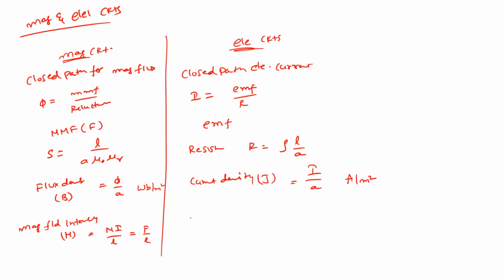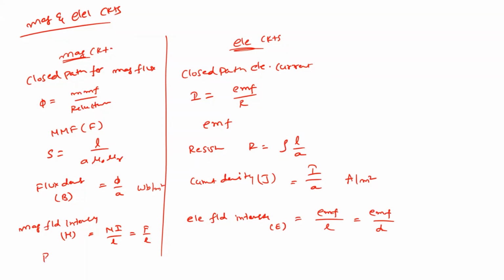Electric field intensity. How is electric field intensity defined? EMF upon L, or sometimes EMF upon the distance D, right? How is it denoted? E. Yes, electric field intensity is defined with E.